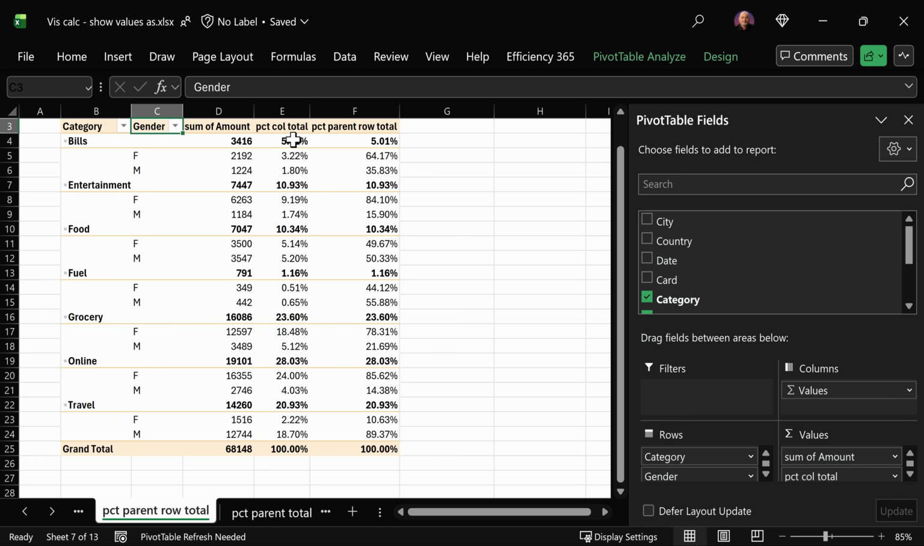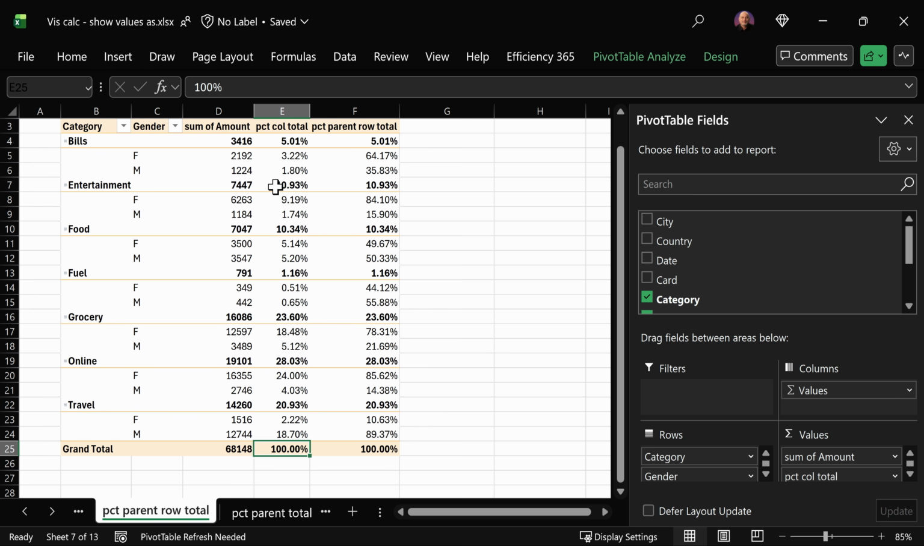But if I say percent of column total, grand total will be 100. Now it's showing me the same thing broken down in percentage terms. This 5% is contribution of bills to the overall total. This 3.22% is the contribution of bills by females, again to 100%.